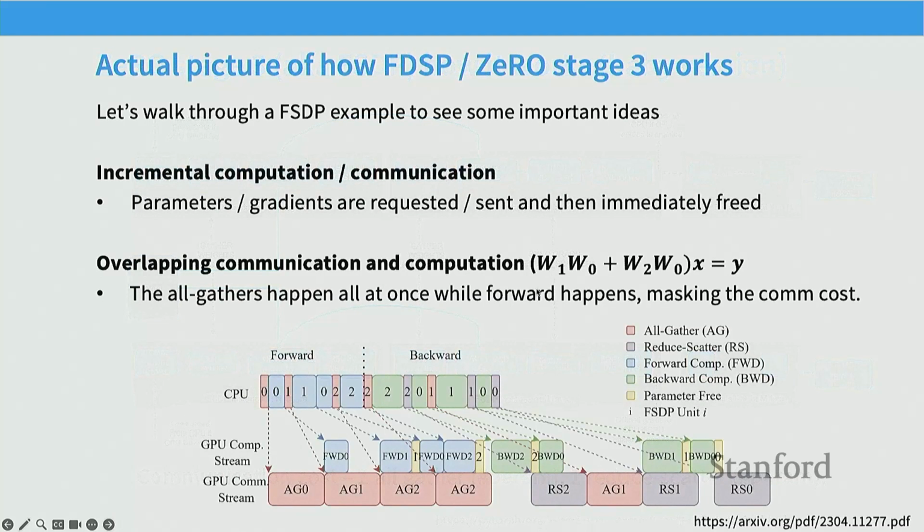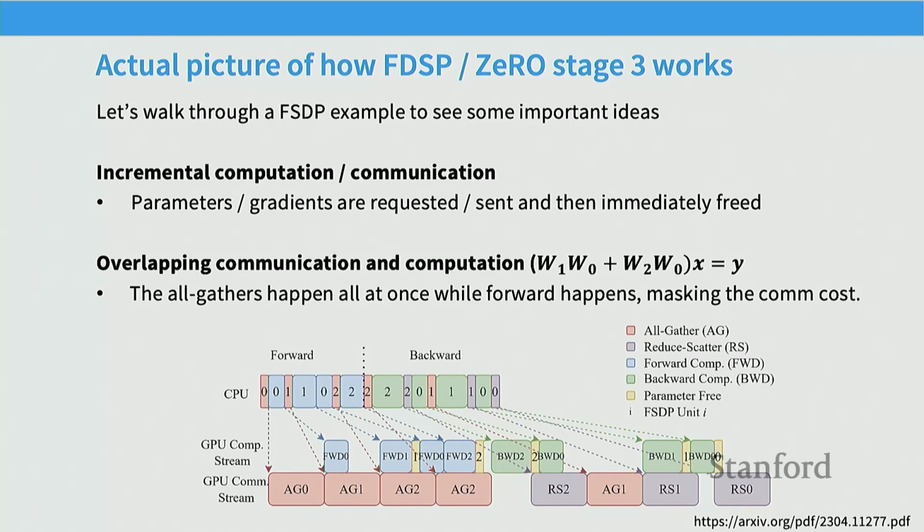But I think the really cool thing about FSDP is it's actually surprisingly low overhead. You might imagine that because we're doing this crazy thing of asking for and sending parameters back and forth all the time, that things will be really slow, right? Like we have to be communicating all the time. But you can do this core idea of overlapping communication and computation.